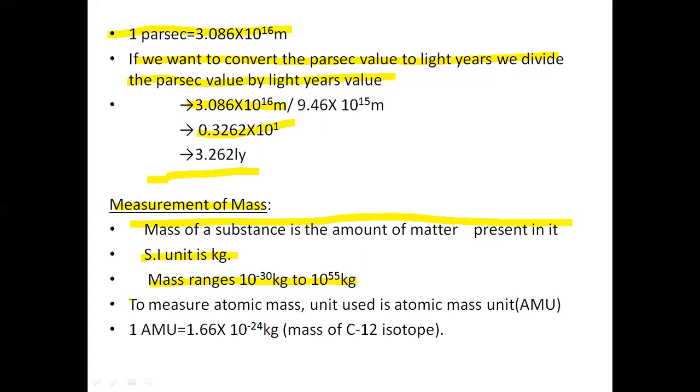To measure atomic mass, the unit used is the atomic mass unit, AMU. So what is the value of 1 AMU? That is 1.66 into 10 raised to minus 24 kg. This value can also be called the mass of the carbon-12 isotope. So that is the measurement of mass.